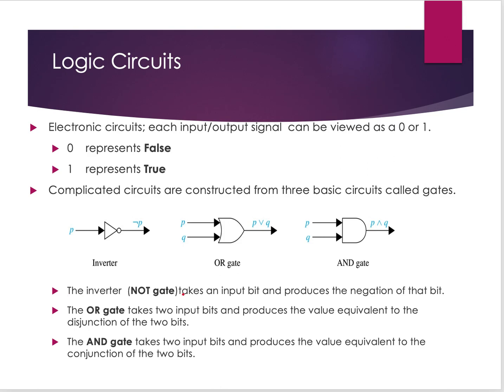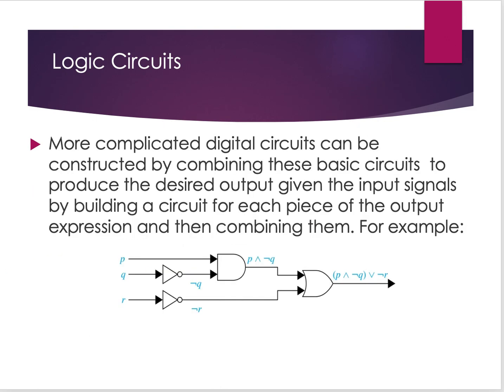The inverter, which is the NOT gate, takes an input bit and produces a negation. The OR gate takes two input bits and produces the value equivalent to the disjunction of the two bits. The AND gate takes two input bits and produces the value equivalent to the conjunction of the two bits.